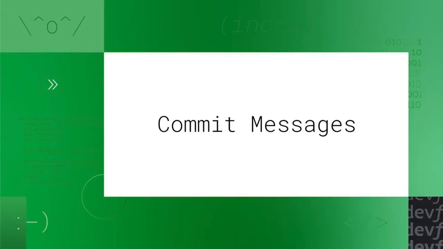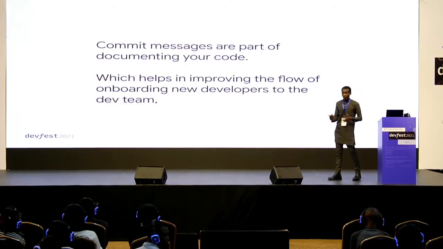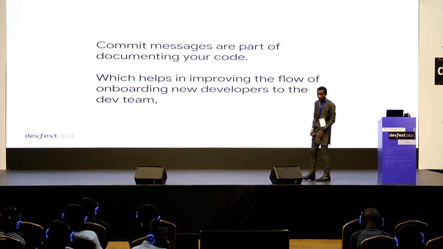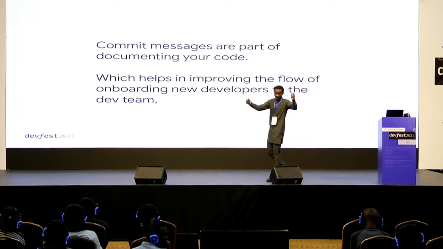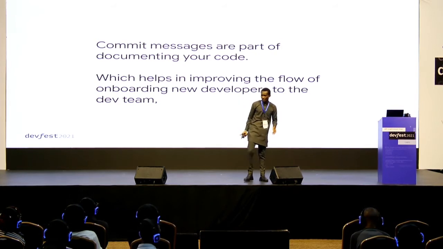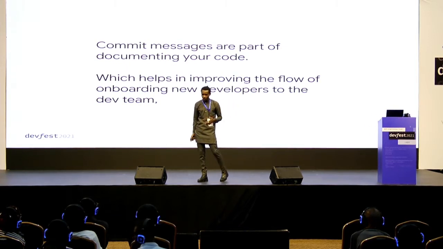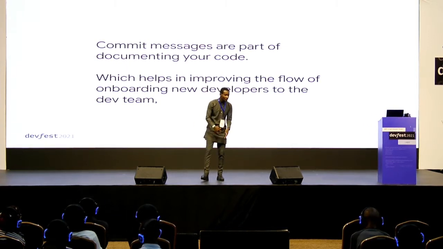Let's talk a bit about commit messages, yeah? Commit messages are a part of the documentation of code. Basically, this helps to improve the flow of onboarding new developers to the dev team. So we are thinking about onboarding new developers to a company. For example, I'm a new guy joining your company as an engineer, and you add me to your GitHub organization. I go into the core of your code and I'm looking at what the team has been working on, and I'm seeing some very weird commits.